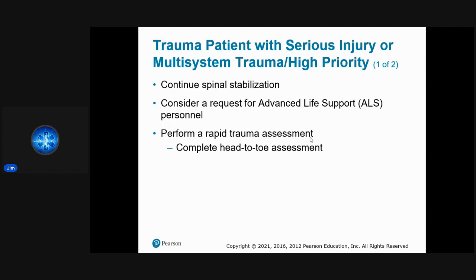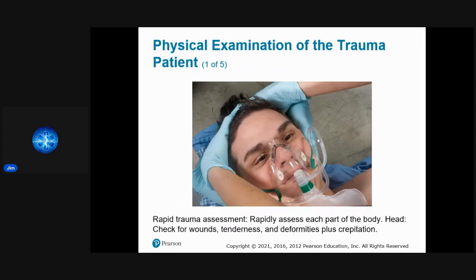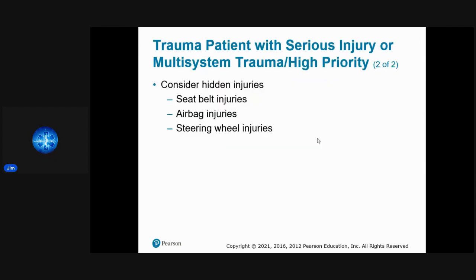You're going to perform a rapid trauma assessment. This is a complete head-to-toe assessment. Here they're starting the head-to-toe. It starts with the head. We run our hands through the hair, looking for blood. We're checking for wounds, tenderness, deformity, and crepitus. We also have to consider hidden injuries like seatbelt injuries, airbag injuries, steering wheel injuries. We may not see the outward sign initially, but we have to have that high index of suspicion because they had hit a steering wheel when the car was doing 60.